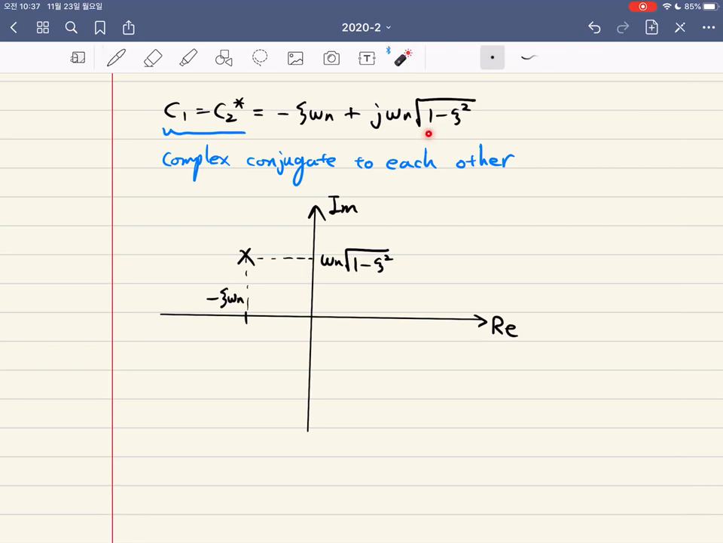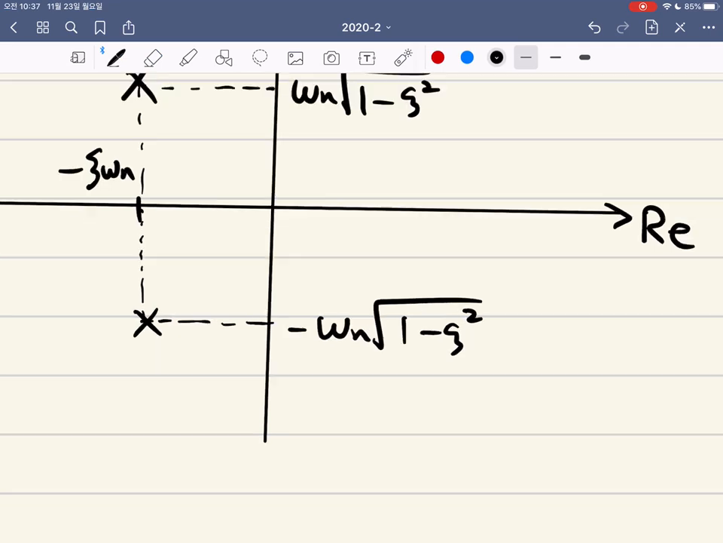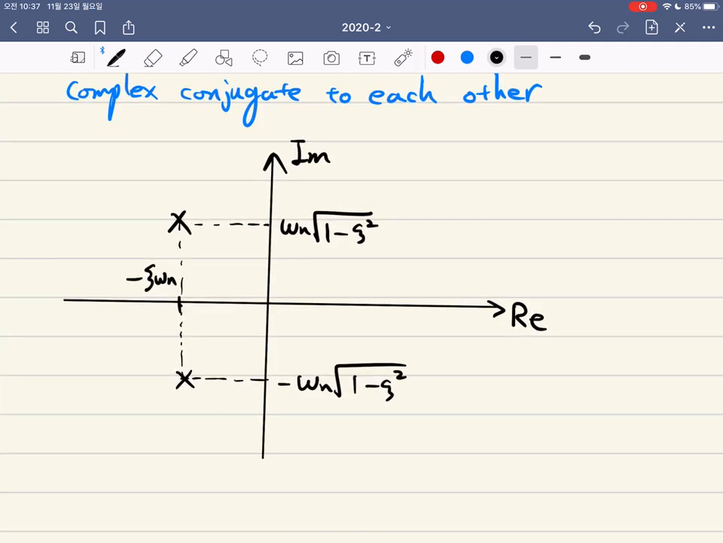And the second pole only differs from the first pole in the imaginary part. You have the same real part, however a different imaginary part, like this. So I'm sorry for this confusion. It will be minus here, and you will have these two poles when your zeta is bigger than 0 but smaller than plus 1.